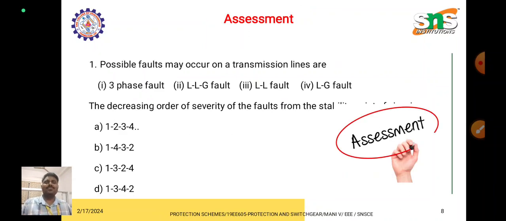And this is an assignment. Can you say the answer? The possible faults that may occur on your transmission lines are: number 1, three-phase fault; number 2, double line to ground fault; number 3, line to line fault; and number 4, single line to ground fault. From the four options, arrange them in descending order of severity of the fault. Put your answer in the comment section.